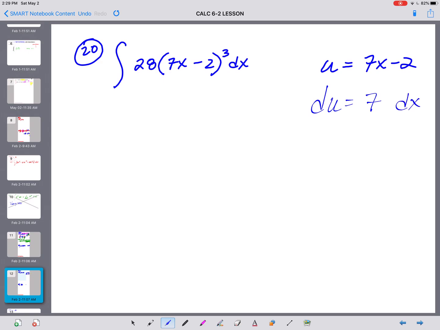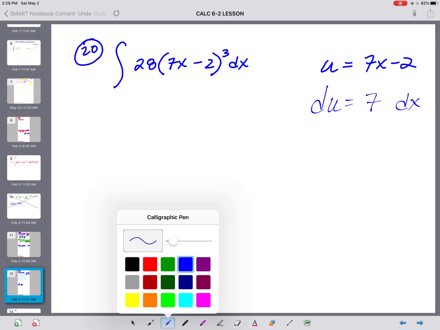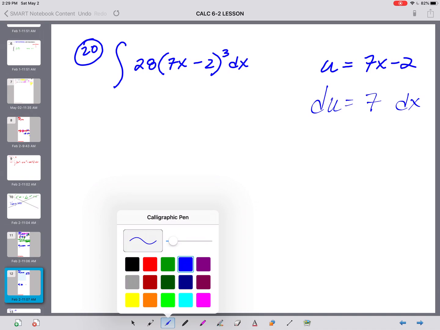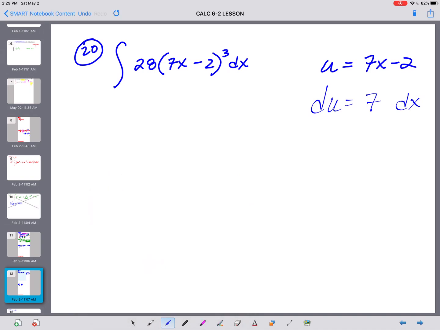Okay. Now, let me spread this out a little bit. First thing I'm going to do, let's take this 28. See that 28 as a constant? I'm bringing it out front. Integral. Now I've got 7x minus 2 to the third. I'm going to leave myself a little space, and then dx. Now, I have to have 7 times dx. I have to. There's no doubt about it. Well, I got to put it here. I got to have 7 times dx.